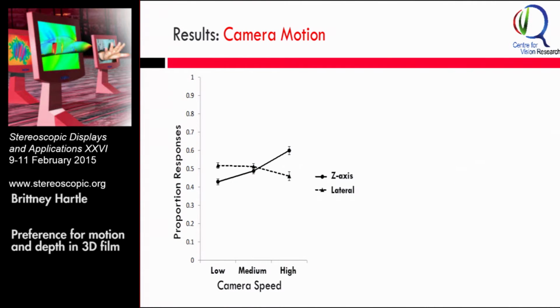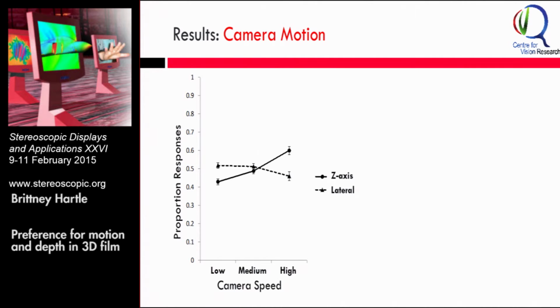So again, here I have the proportion of responses on the y-axis and our 3 levels of camera speed along the x-axis. So first, if we look at our z-axis motion condition, you can see there is this positive increasing trend as camera speed increases along the z-axis, and this effect is actually significant according to our statistical analysis. However, if we look at this lateral condition, we see a flat, slightly decreasing trend as camera speed increases, and this effect is actually not significant. So there is no significant effect of camera speed in the lateral motion condition.